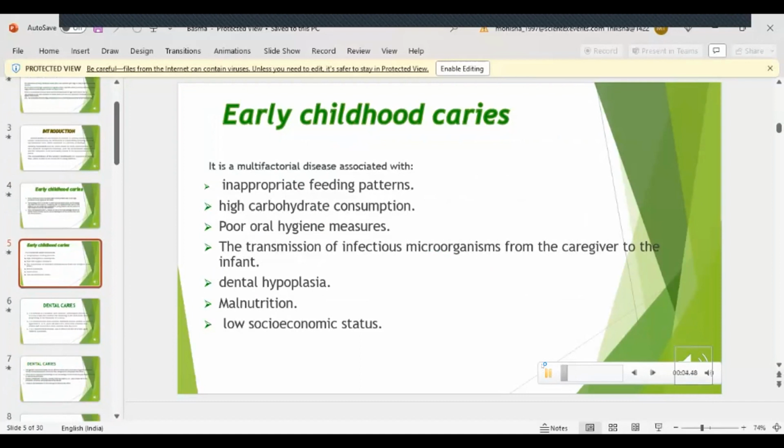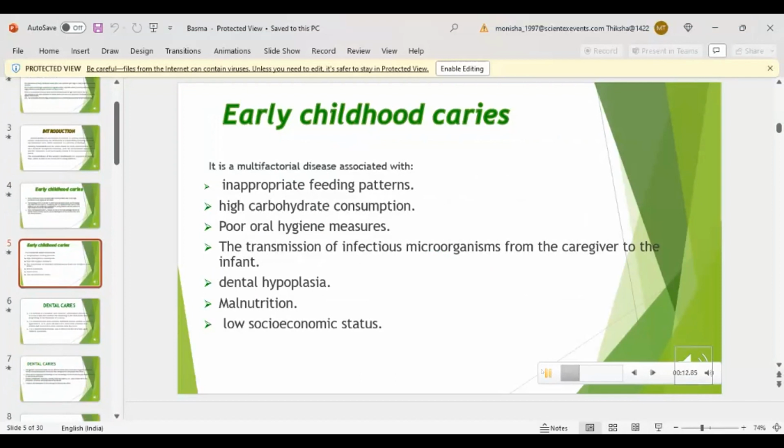Early childhood caries is considered a multifactorial disease associated with different factors like inappropriate feeding pattern, high carbohydrate consumption, poor oral hygiene measures, the transmission of infectious microorganisms from caregiver to the infant, dental hypoplasia, malnutrition, and low socioeconomic status. All of these may contribute to this disease.